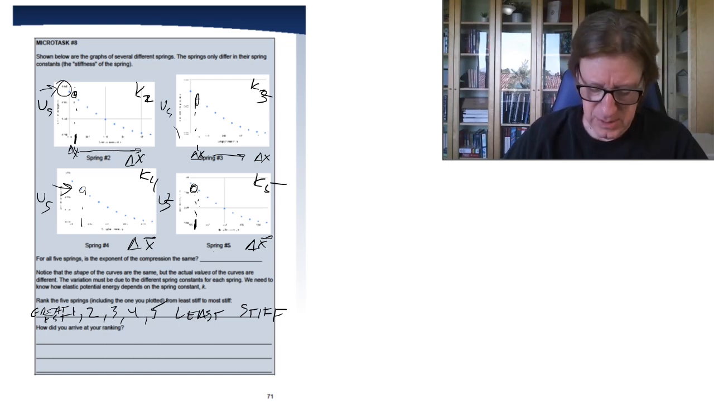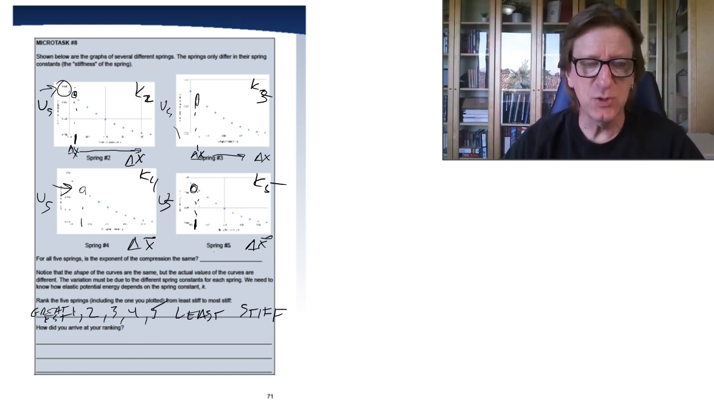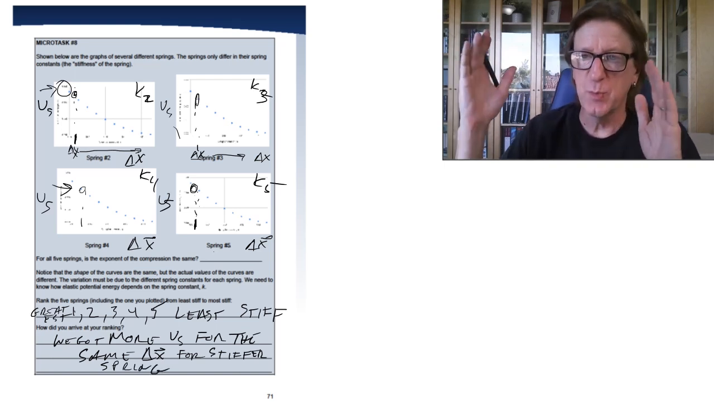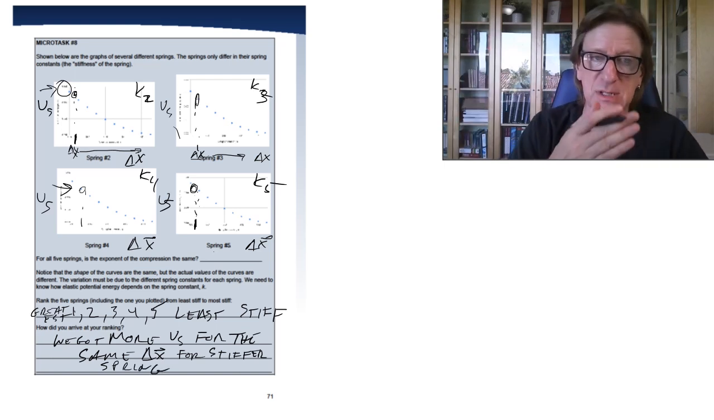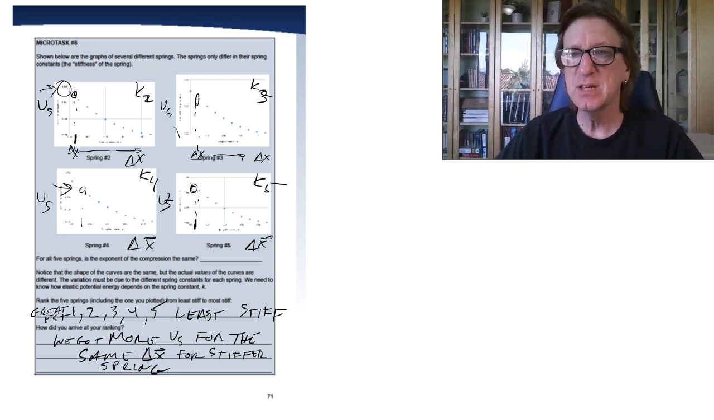All right, so then how did you arrive at your ranking? So we got more spring energy for the same delta X, same spring compression, for stiffer springs. And here we just used our physical knowledge. That stiffer spring we know is going to store more energy. Since K2 stored more energy, then that must be the one.